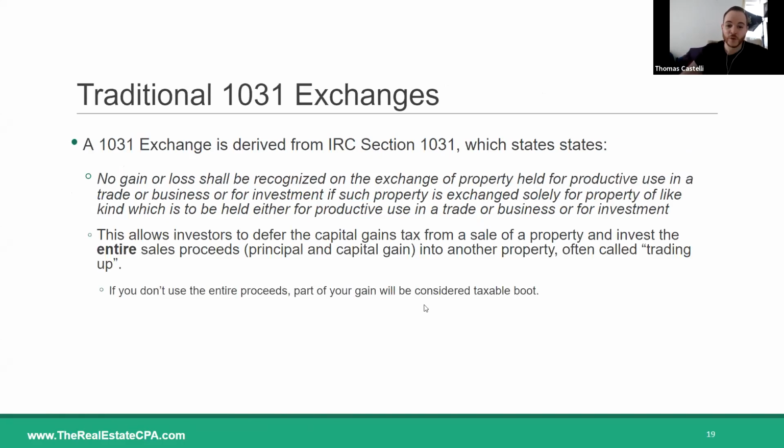So the next one is a traditional 1031 exchange. I'm sure a lot of us are familiar with this already, but we're going to go through what that is. So basically what a 1031 exchange is, it allows you to defer your capital gains tax from the sale of a property by investing the entire sales proceeds, so that's again the principal and the capital gain, into another property, in a process that's often called trading up.